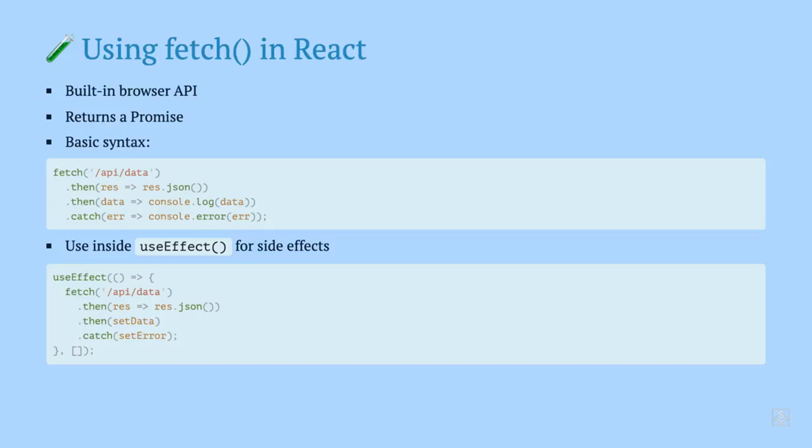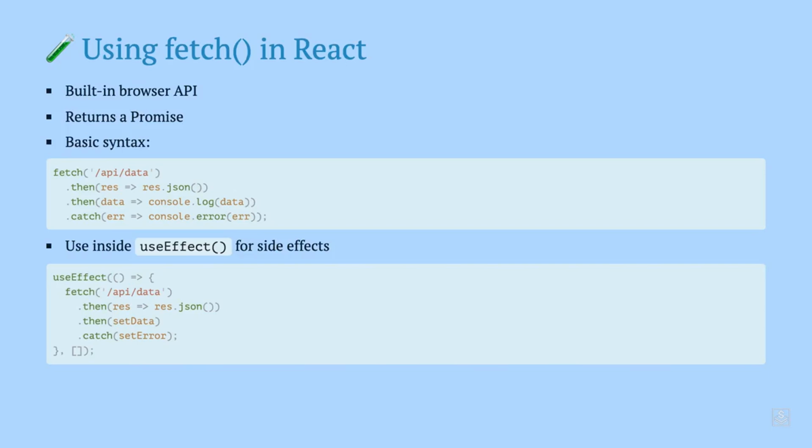The Fetch API is built into modern browsers and allows you to make HTTP requests without installing anything. It returns a promise, so you handle responses using then and catch. Example: fetch('/api/data').then(res => res.json()).then(data => console.log(data)).catch(err => console.error(err)). In React, you typically use fetch inside useEffect to trigger the request when the component mounts.